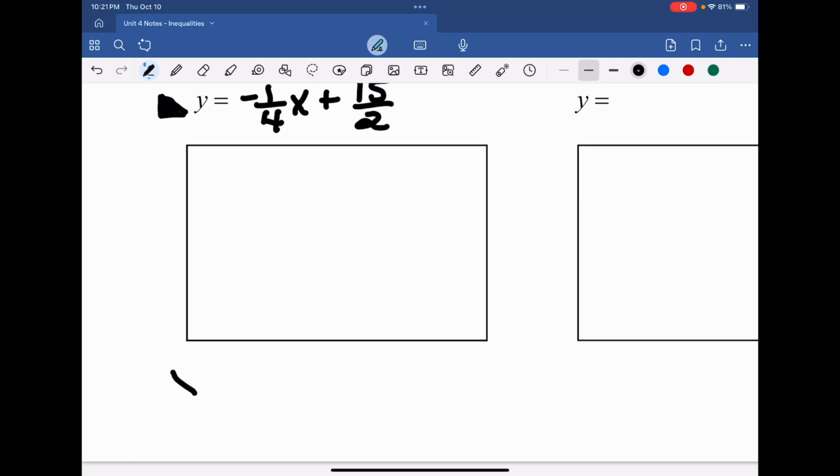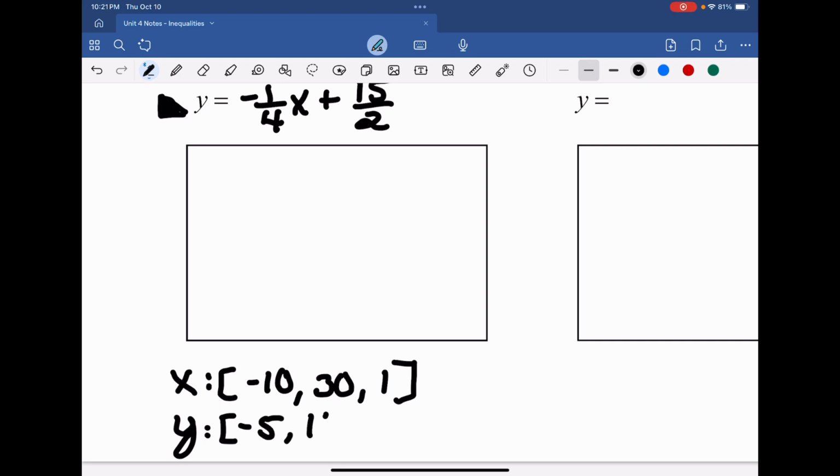Now what we're going to do is I'm going to give you some window settings to type in. First and foremost, for the x, we're going to type in negative 10, 30, and a scale of 1. For my y, I'm going to type in the following window settings. We're going to type in for our minimum negative 5, our maximum 10, and then our scale 1. We try not to mess with the scale if we don't have to because sometimes messing with the scale can throw us off and just add some complexity we don't need.